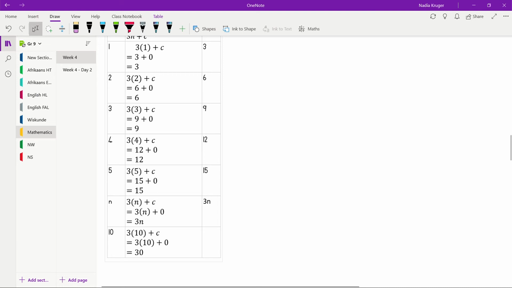And if we determine that for the 10th term, then we put in 3 times 10 is 30. So the 10th term in this relationship would be 30.